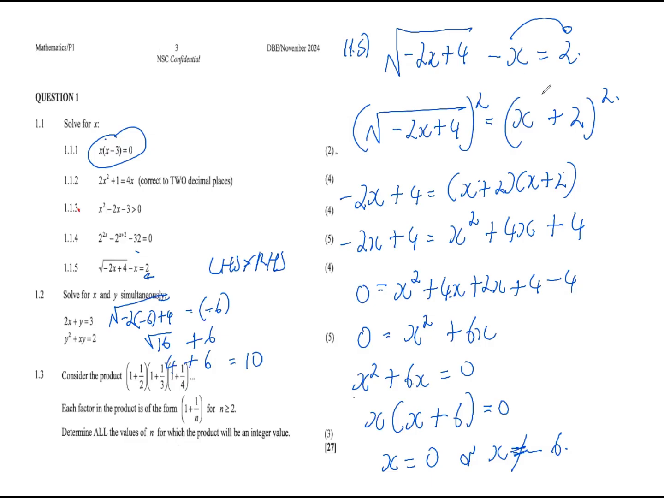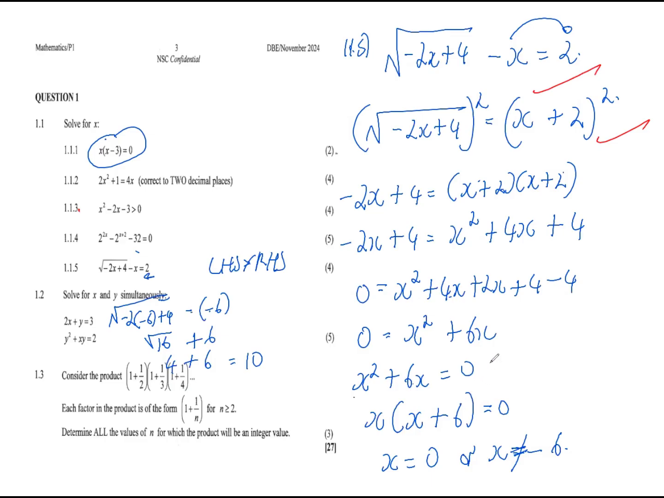Isolating the root, number 1. So if you isolate the root, that's a mark. Squaring both sides, it's a mark. So that means we were supposed to show that step and then square afterwards. Okay, then we squared both sides and then standard form.